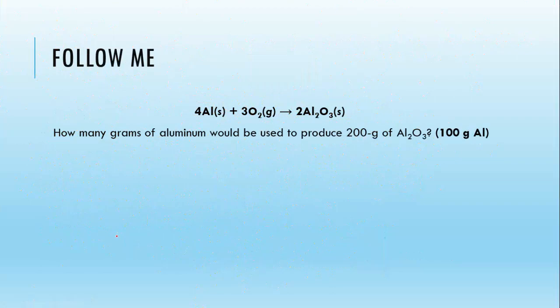Okay, this one is not moles to moles. This one is something that is far more complicated. So this one has how many grams of aluminum. This is different. We're dealing with the same equation, and it would be used to produce this many grams of Al2O3. So notice what's different from before is I don't have moles to moles. This time I have grams to grams. You cannot interpret this equation as 4 grams of aluminum plus 3 grams of O2 makes 2 grams of Al2O3.